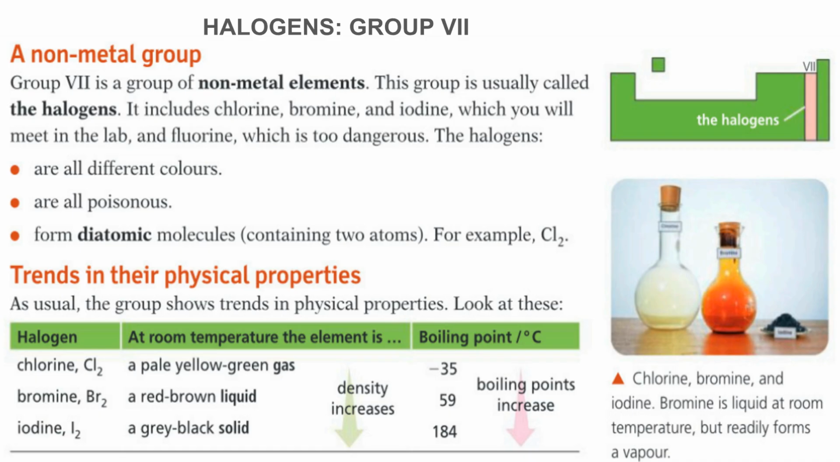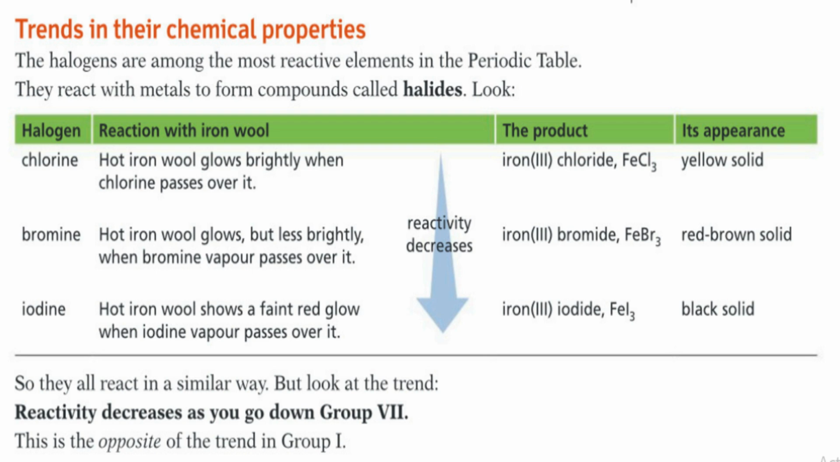Group 7, the halogens, is a non-metal group including chlorine, bromine, and iodine. Halogens are diatomic, poisonous, and have different colors. Moving down the group, density and boiling points increase. Halogens are among the most reactive elements. They react with metals to form halides. Reactivity decreases as you go down Group 7, which is the opposite of the trend in Group 1.